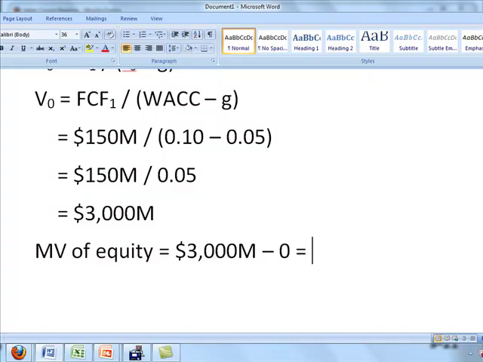And so the market value of the equity is just going to be the 3,000 million, because we don't have anything to subtract off. I do want to emphasize that you very well could end up with something to subtract off here if I gave you that in a problem.